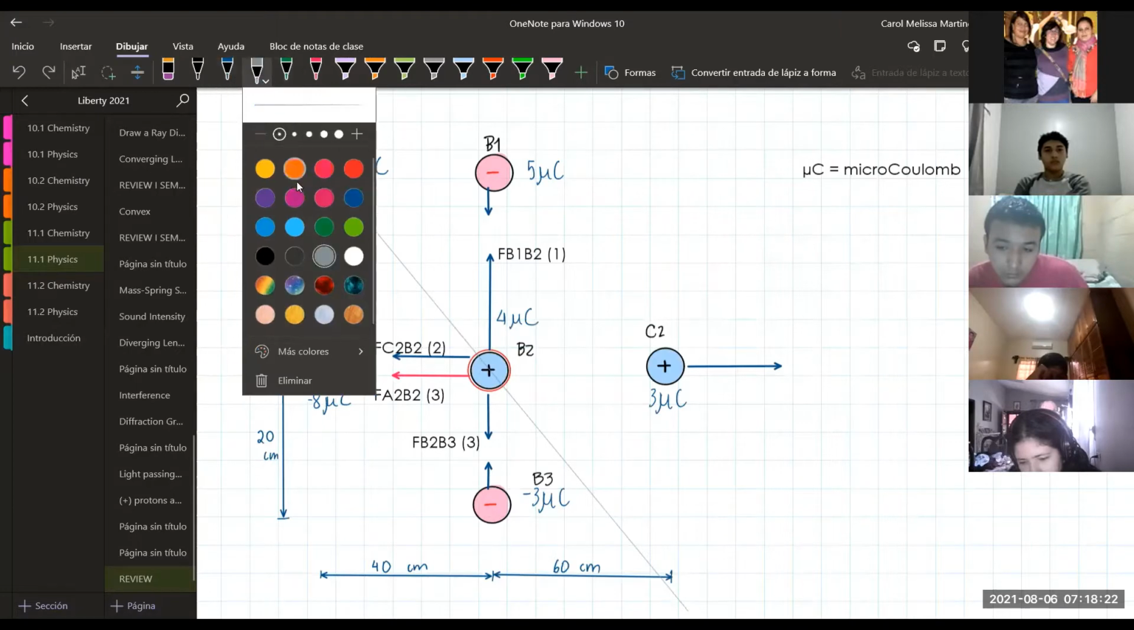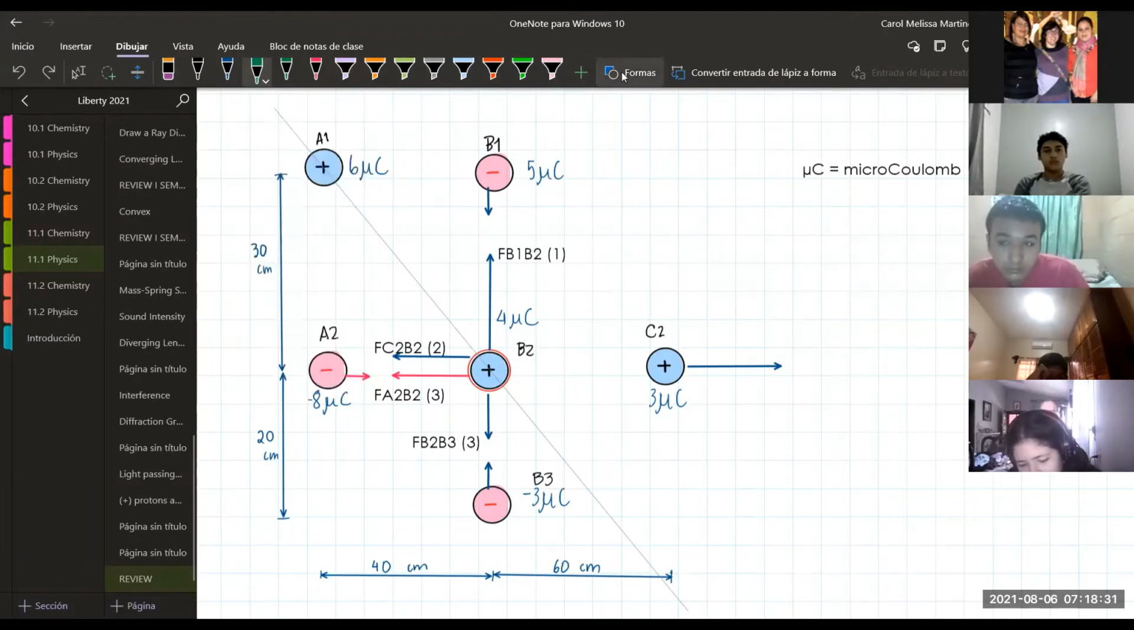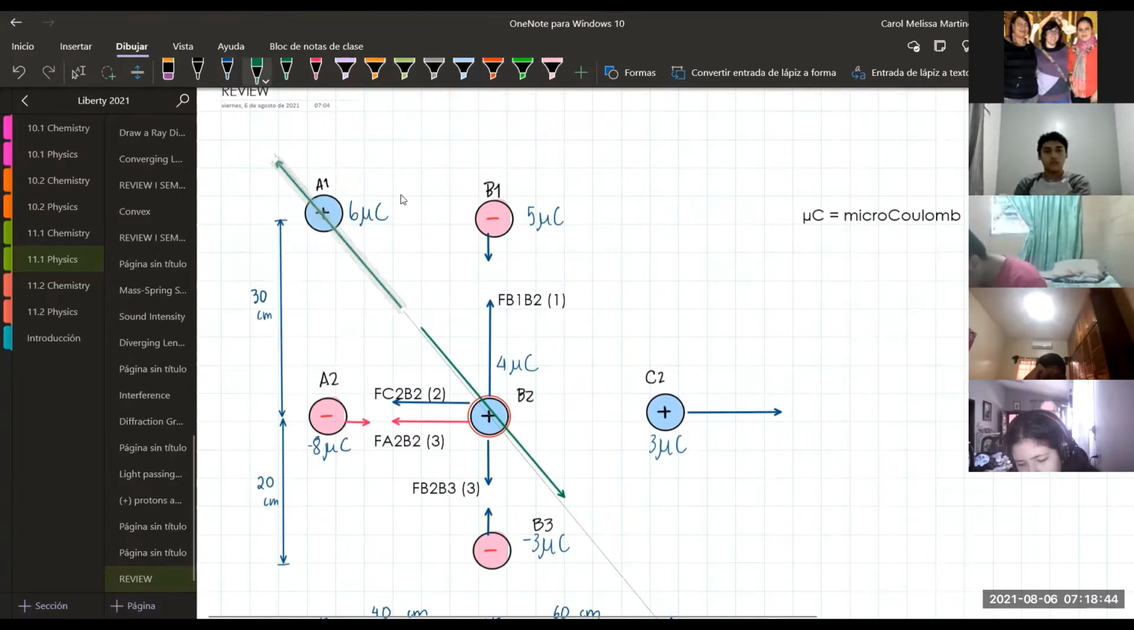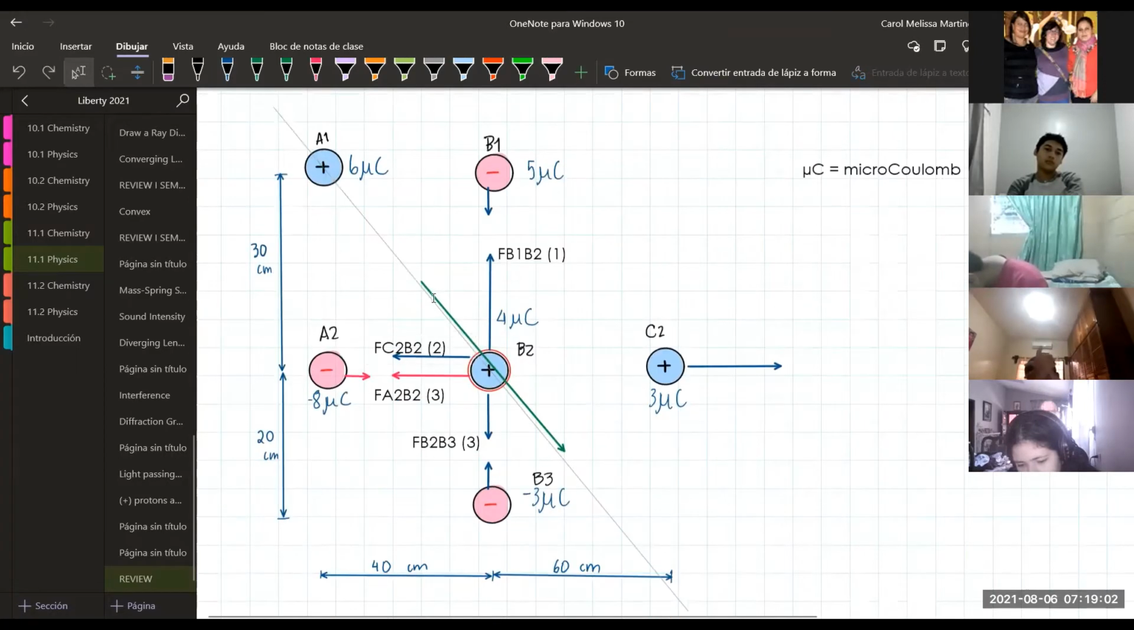Now I'm going to use a different color for this force because it's a very different force. I'm going to use green. Take a look, my charges want to be apart, okay? They don't want to be closer, they want to be as far as possible. So you trace, and with this you are able to visualize the direction of the forces. They want to go as far as possible. So I'm going to arrange my force right here, and I'm going to loop the angle. Again, I will trace a force right here in the middle.